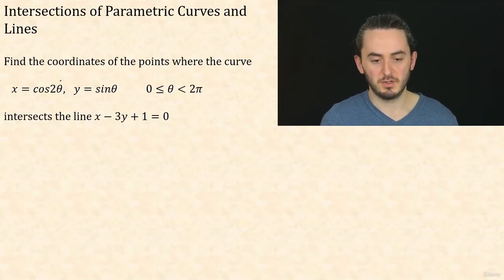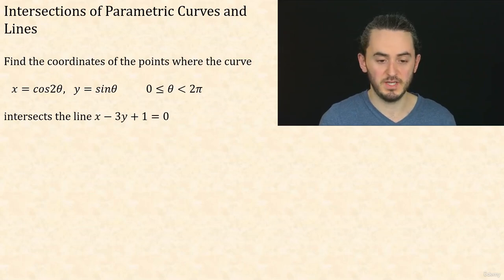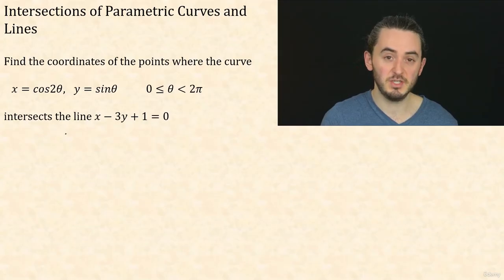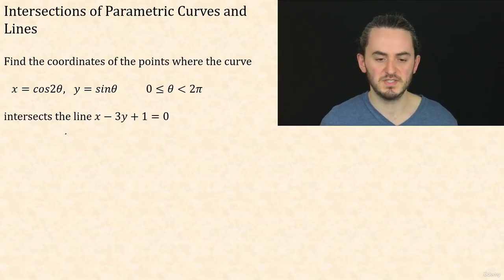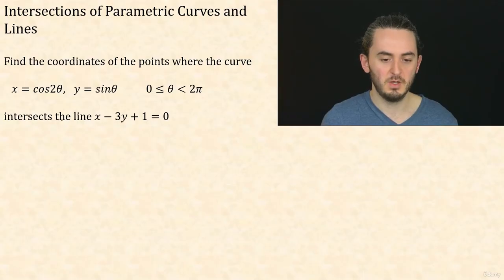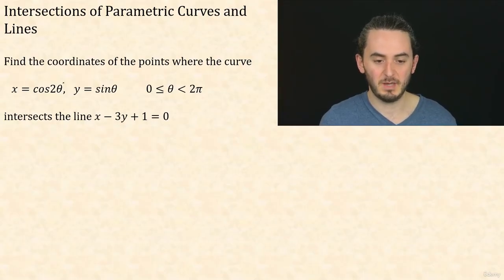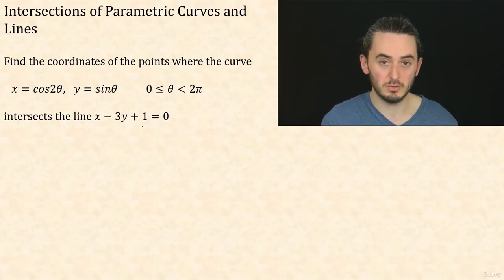Well, we could convert this into a Cartesian equation and then just solve however we normally like to solve simultaneous equations. But there's actually an easier way. And I just wanted to point this out now because it's going to crop up again from time to time in future videos. What we can do is this. We can just take our parametric equation and sub in the x formula for x and the y formula for y into the line and then solve that.